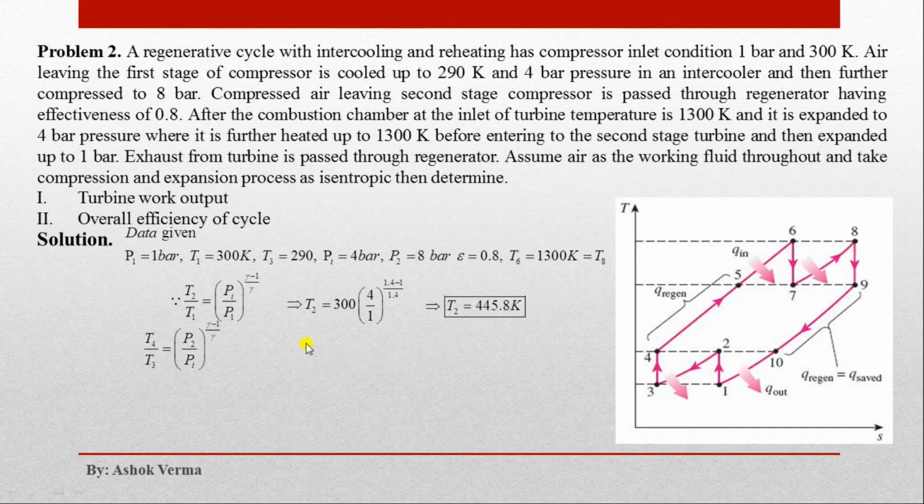So after putting the value, you will get T4 equal to T3, which is 290, into 8 by 4 to the power gamma minus 1 by gamma. So T4 will be 353.5 Kelvin. So you have calculated T2 and T4, and you know T1 and T3.